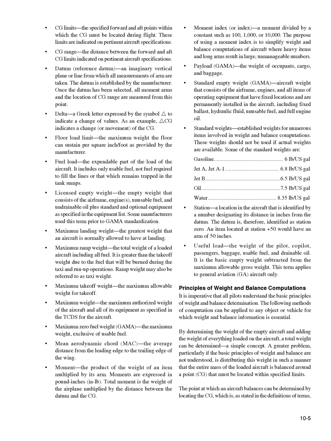in inches from the datum. The datum is, therefore, identified as station 0. An item located at station +50 would have an arm of 50 inches. Useful load, the weight of the pilot, co-pilot, passengers, baggage, usable fuel, and drainable oil. It is the basic empty weight subtracted from the maximum allowable gross weight. This term applies to general aviation (GA) aircraft only.